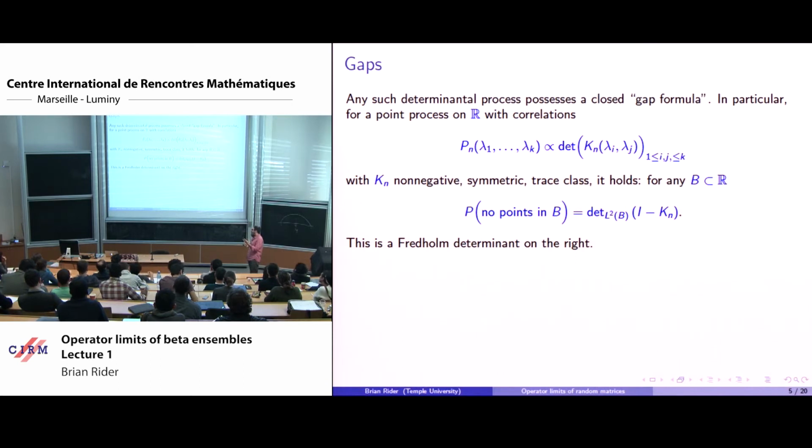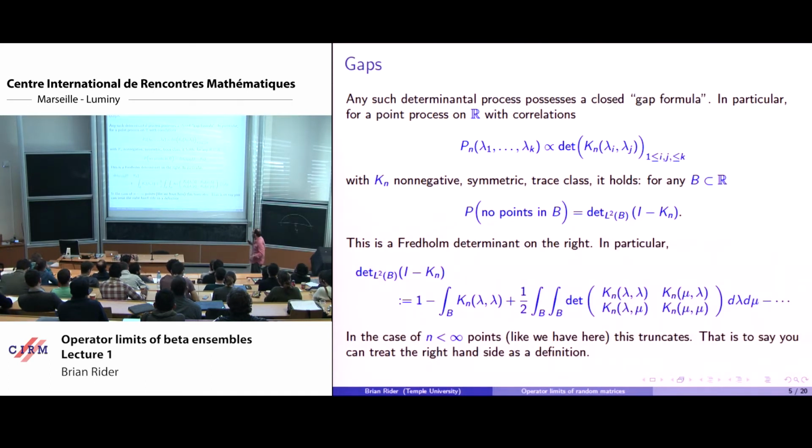In our case, the projection onto the first n Hermite polynomials is a finite rank kernel. All right? So this has a Fredholm expansion, and I ran out of room, but that truncates after n steps. Now, if I want the distribution for the biggest eigenvalue, B is the set from t to infinity. So if I want to ask what's the distribution of the biggest eigenvalue, that says that there are no points above some level t. Right? So for all n, you have an explicit formula for the distribution function of the biggest point.